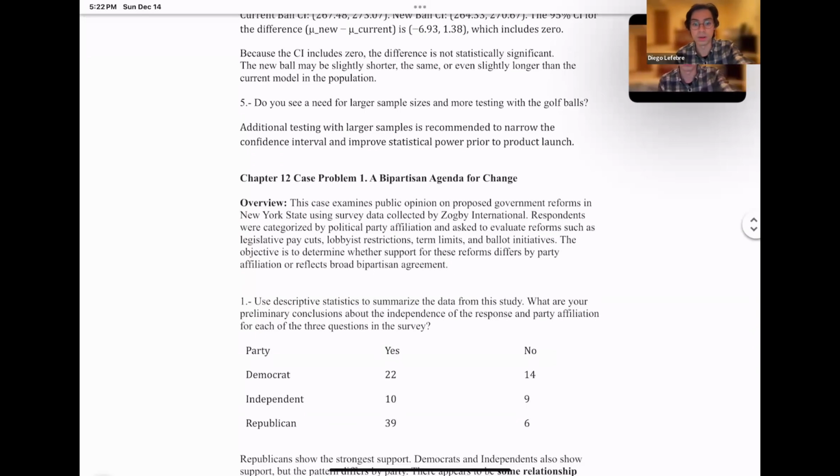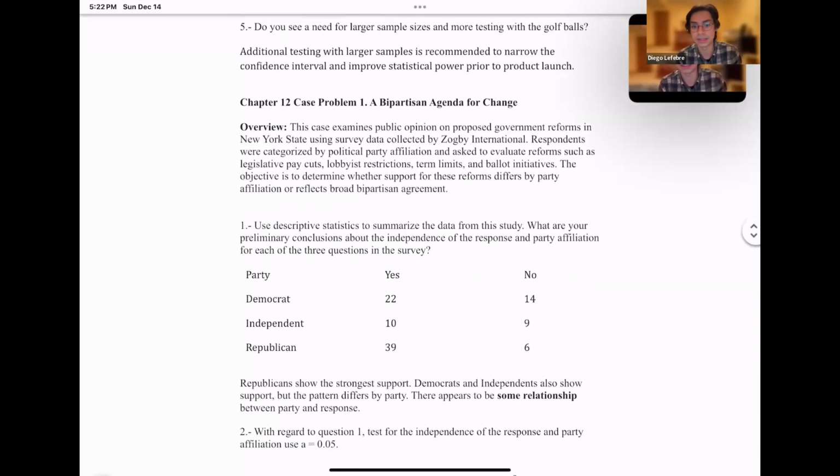For Chapter 12, Case Problem 1, a bipartisan agenda for change. For this specific case, we were looking at understanding if certain actions and reforms were based on a very partisan basis. If for a certain law that was going to pass, a Democrat, Independent, or Republican Party member would say yes or no. So we wanted to differentiate between what was the correlation between the answers and the groups that it resembled.